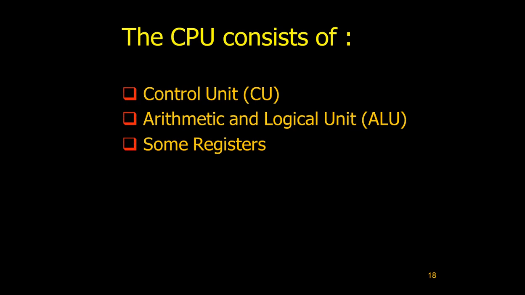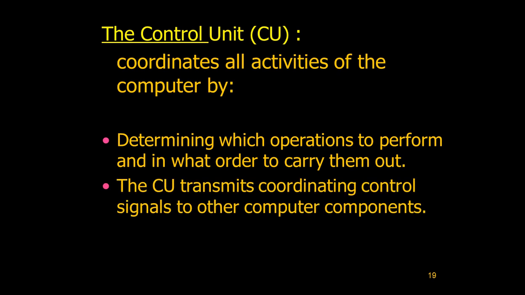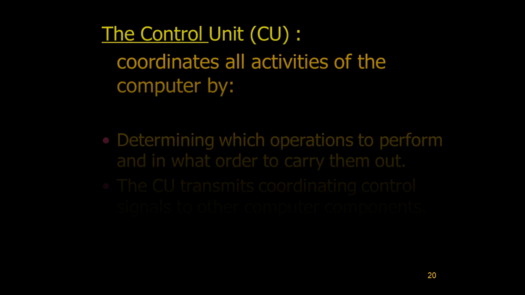As earlier we saw that a CPU consists of a control unit, arithmetic and logic unit, and some registers. The control unit coordinates all activities of the computer, as I said, by determining which operations to perform and in what order to carry them out. It's like the boss of everything else. If it doesn't decide, the computer won't run properly. This control unit transmits coordinating control signals to other computer components.